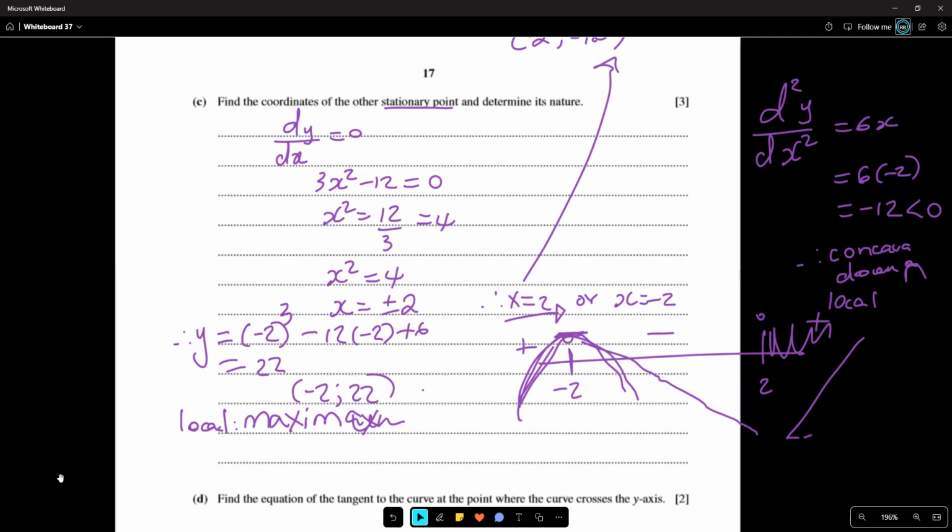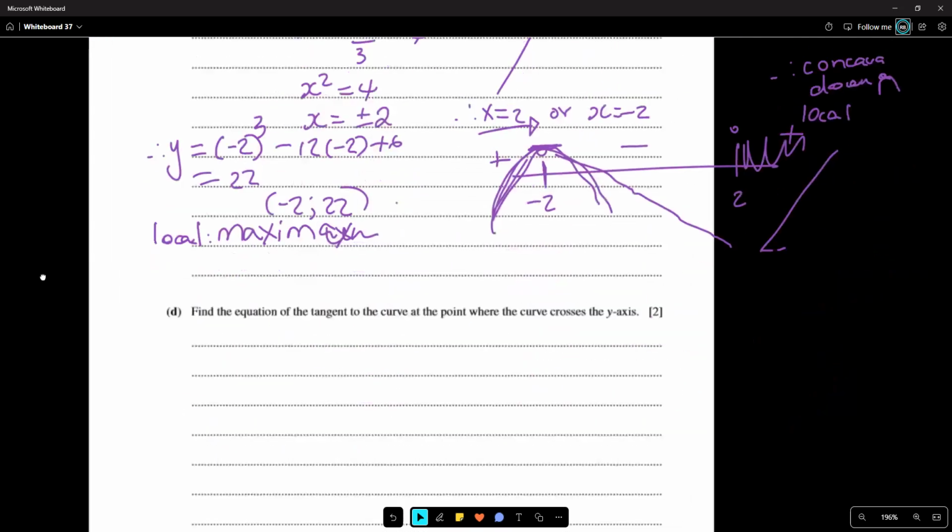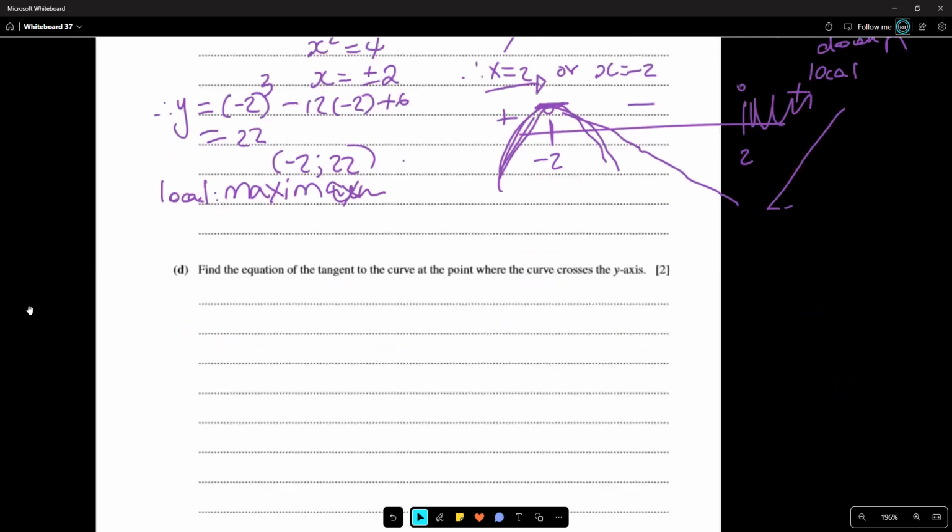And now they need us to find the tangent. They say, find the equation of the tangent to the curve at the point where the graph crosses the y-axis. So the graph crosses the y-axis at this point, (0, 6). Remember, this is your y-intercept, right?